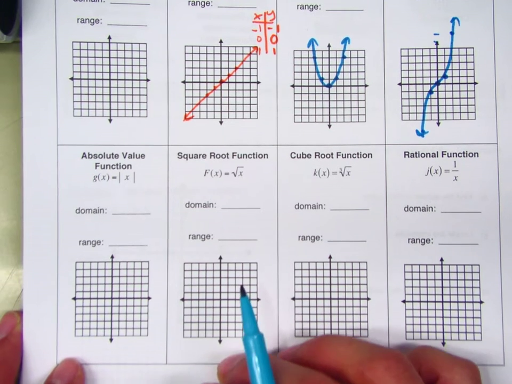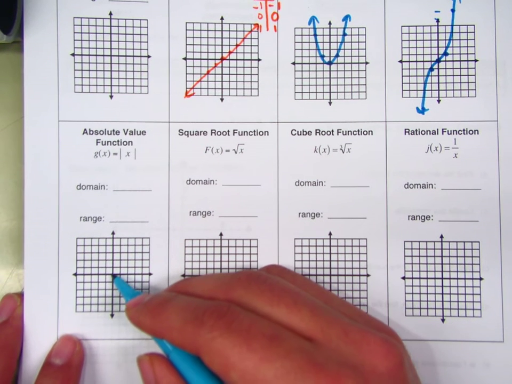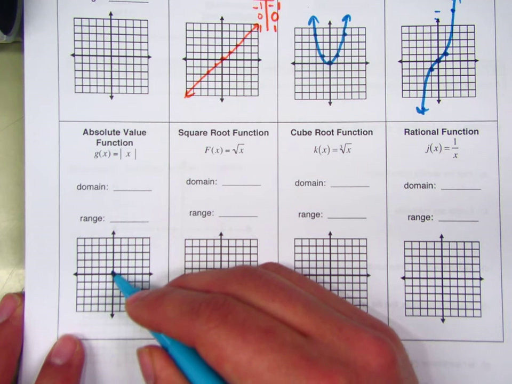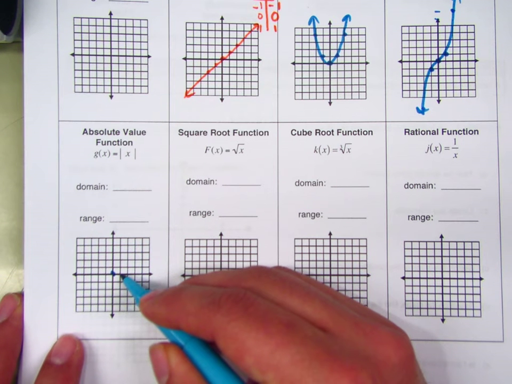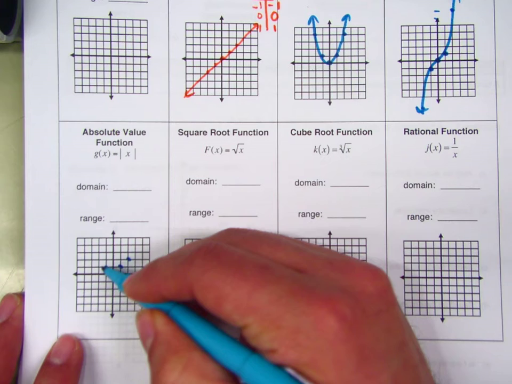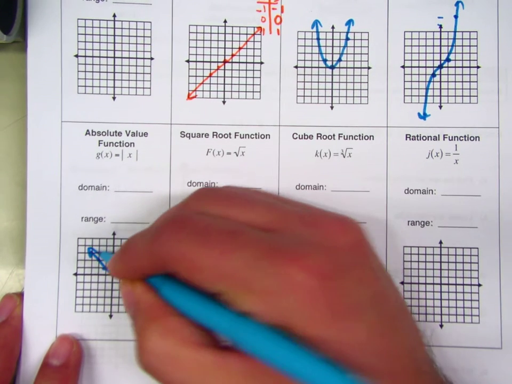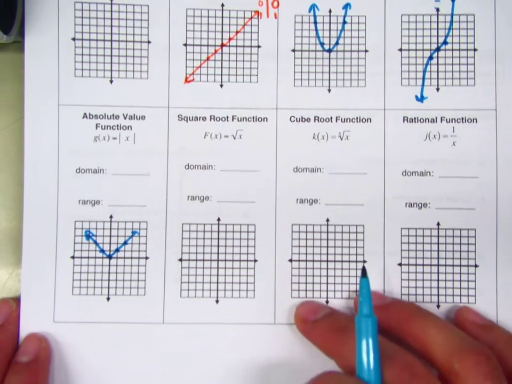Absolute value. Okay. What's the absolute value of 0? At 1, absolute value is 1. At 2, the absolute value is 2. Same thing on this side. You guys see where these are coming from?